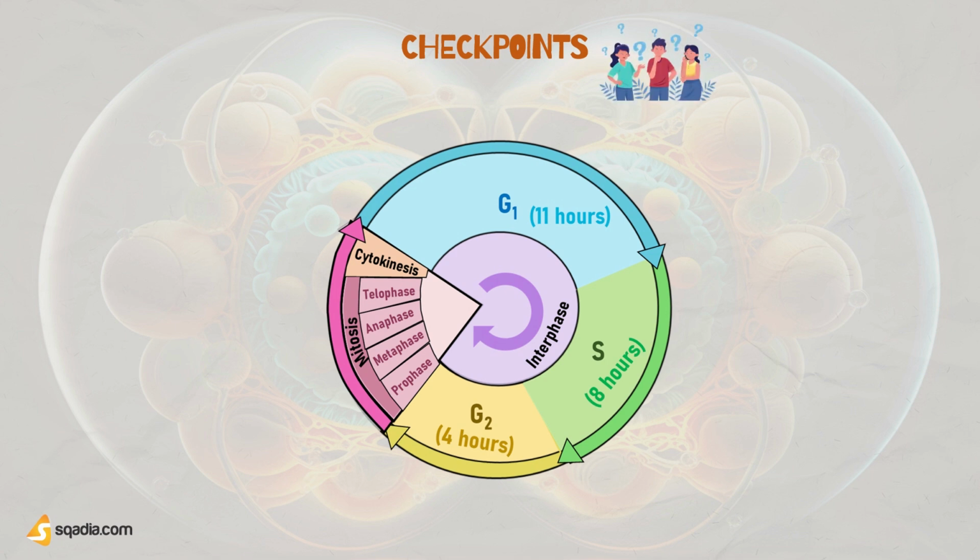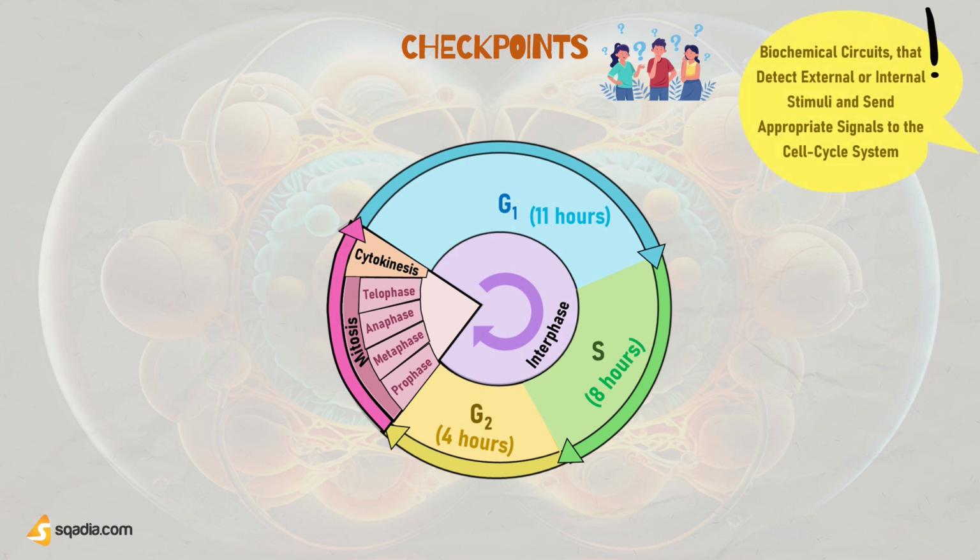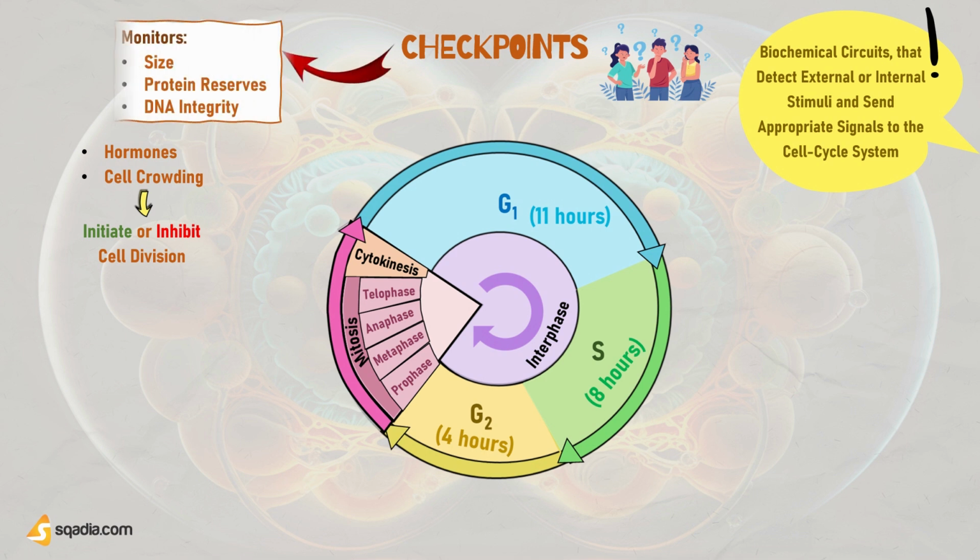So, what are these checkpoints? Well, checkpoints are biochemical circuits that detect external or internal stimuli and send appropriate signals to the cell cycle system. External events, such as hormones and cell crowding, can initiate or inhibit cell division. However, before a cell can divide, it must pass through checkpoints that monitor its size, protein reserves, and DNA integrity.